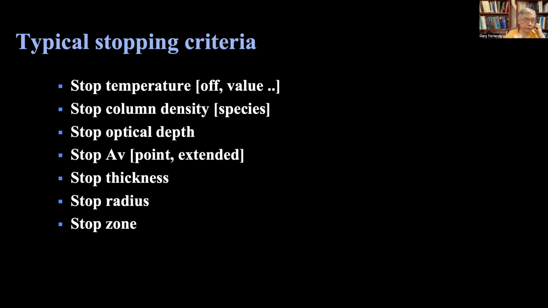You can stop in thickness. So thickness is the distance from the illuminated face to a point in question, and you can set that. Stop at a radius. Radius is the distance from the star to the illuminated face. So you can say start at 1 parsec, stop at 2 parsecs. You can stop at a certain zone number. We use this for debugging. I can't think of any reason why you'd use that in a real calculation.